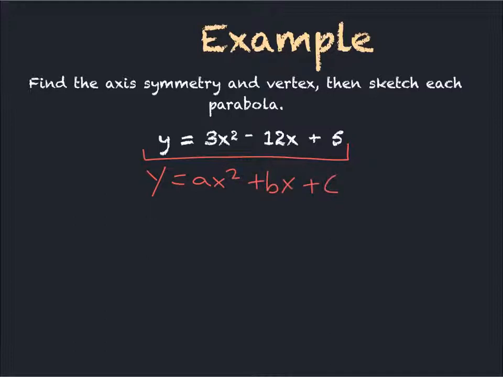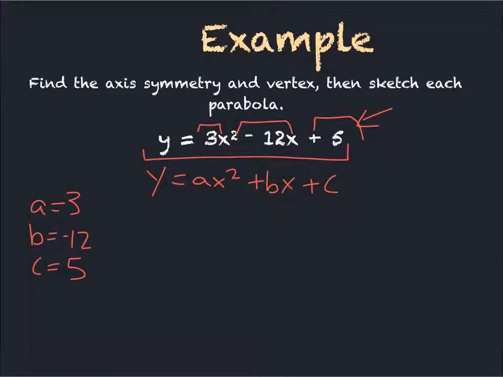Okay, so if we break this down, what number is in the a position? Well, if we look at this, we have a 3 in the a position. What number is in the b position? We have a negative 12 in the b position. And what number is in the c position? We have a 5. So we know that this particular parabola is going across the y-axis at 5 because remember, c is going to be your y-intercept.